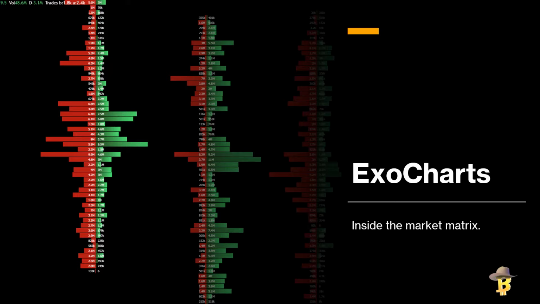ExoCharts or footprint charts in general give you a real edge in the market, and you can get real down and dirty into what has actually happened. So with that being said, I've created a couple of slides here, and then we are going to go into ExoCharts and look at the basic interface so that you can play around with it and see if this is something you're interested in.